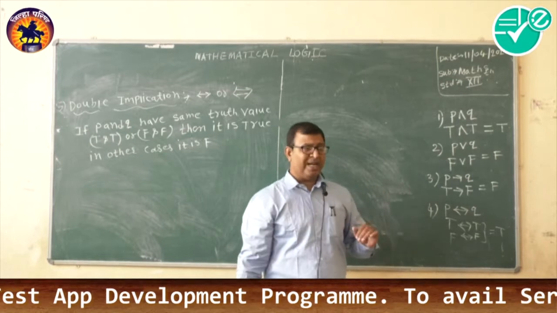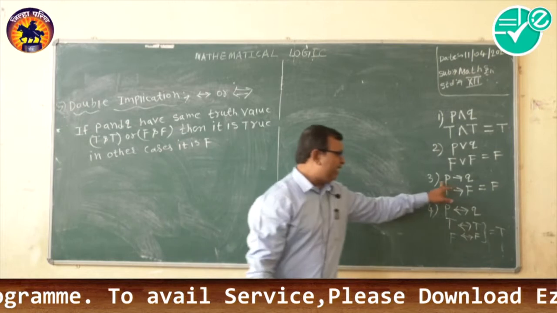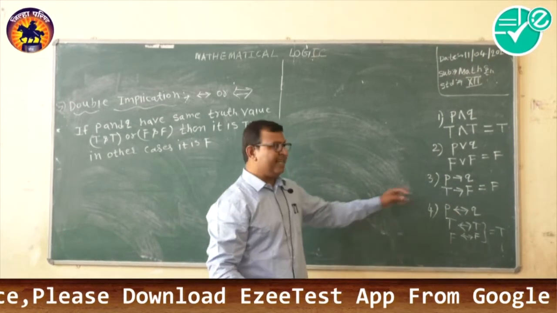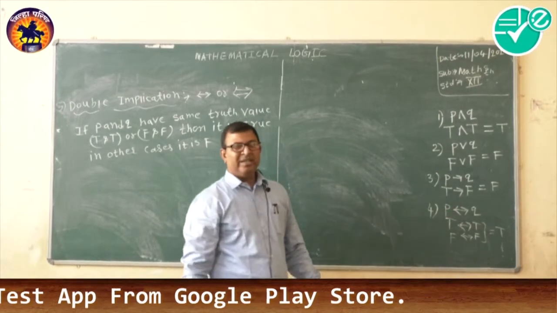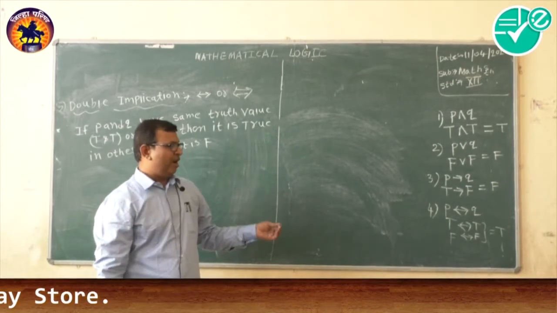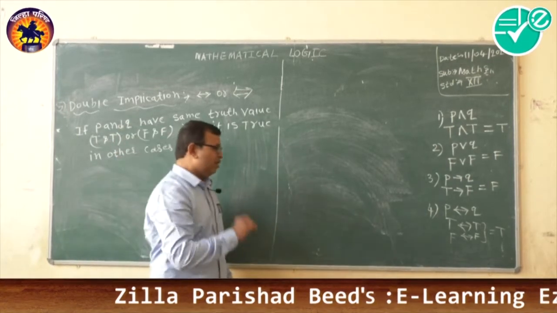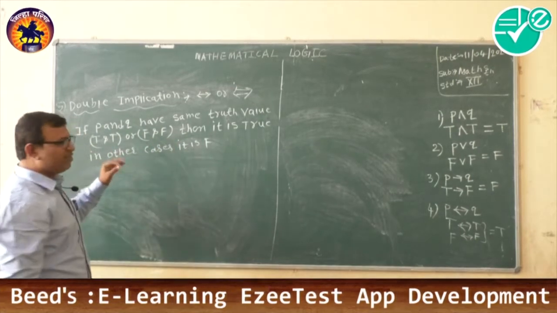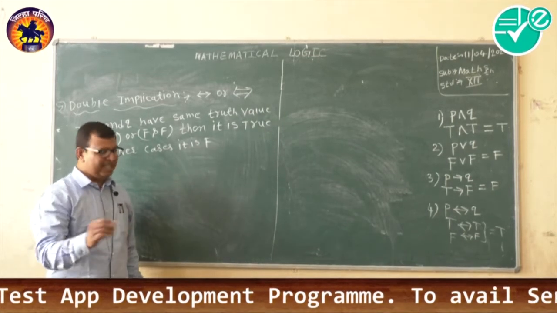Then the fourth one, we have studied implication. Implication means P implies Q: if P is true and Q is false, then it is false. This is the main thing. And if P is true and Q is true, it is true. And if P is false and Q is false, it is true. So we can say that if P and Q have the same truth values, that is TT or FF, then it is true. In other cases, it is false.